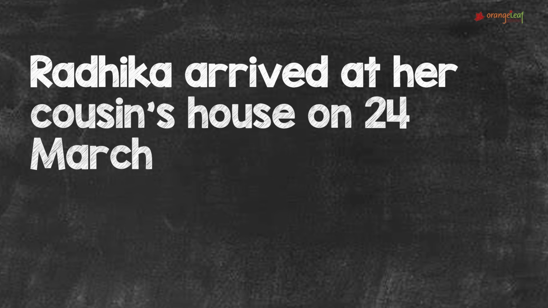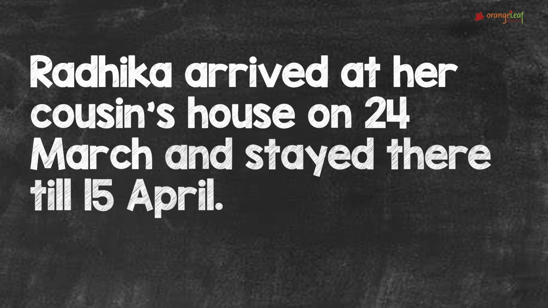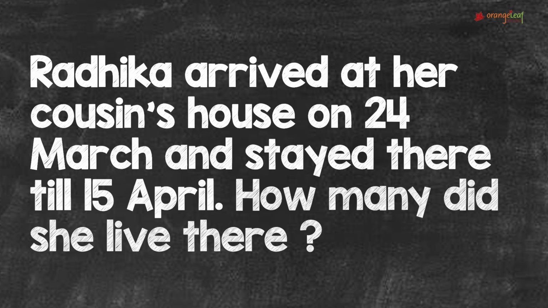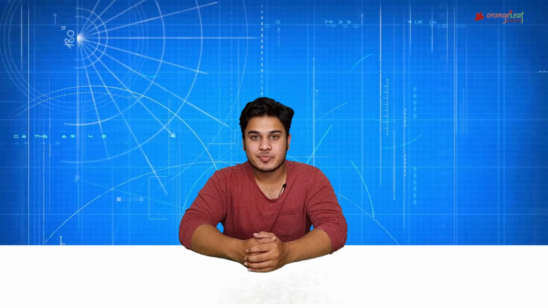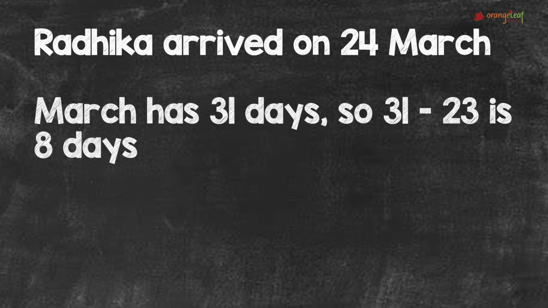The first example is Radhika arrived at her cousin's house on 24th March and stayed there till 15 April. So how long did she stay there? Now, for this particular situation, we have to include the first and the last given days. So, we know that there are 31 days in March. Since Radhika was at the place on 24th, we include that day. Removing 23 days from 31 days, we get 8 days.